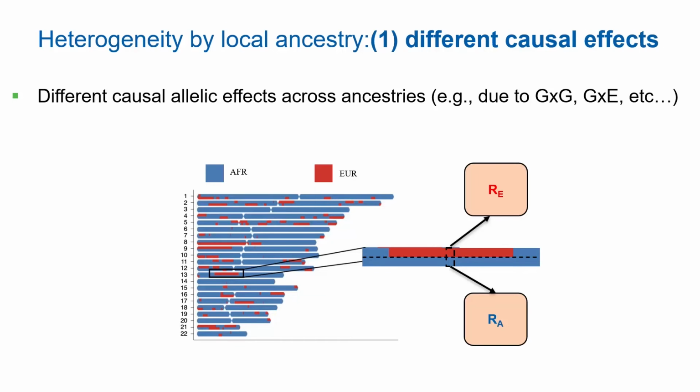The first one is the simplest one. The causal allele could have different impacts on disease if it comes on, let's say, red or blue ancestry. So the effect size could be different because interactions exist, G by G, G by E, and so on and so forth. So that's the simplest way to think about heterogeneity by ancestry.